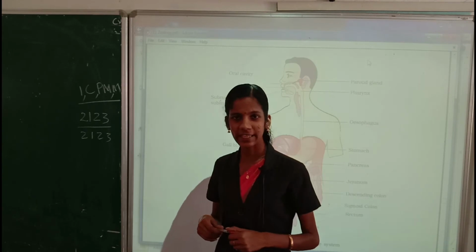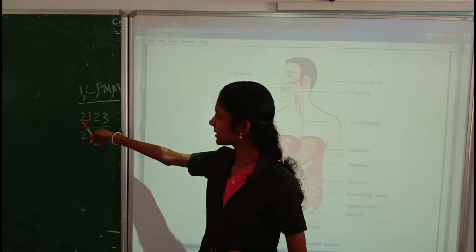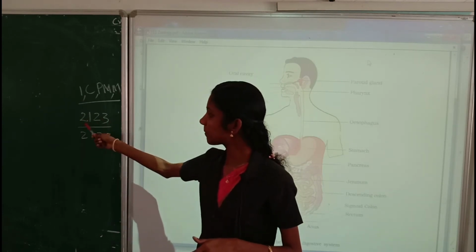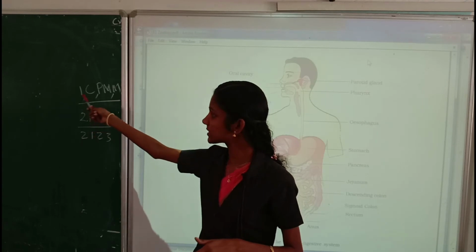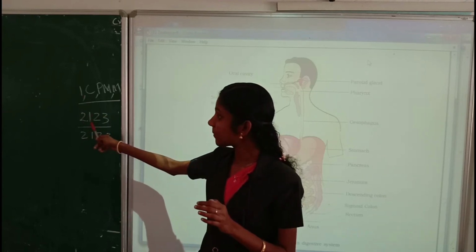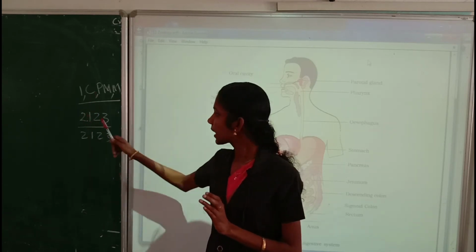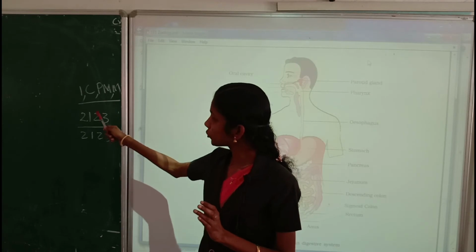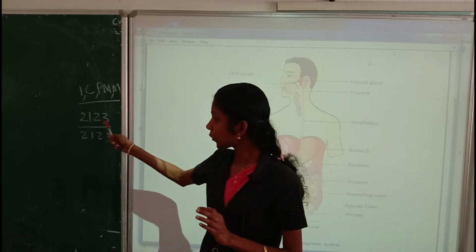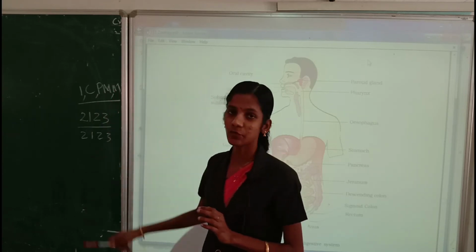Here I have written the dental formulae of human. Here you can see, isn't it? Dental formula is usually expressed in the form of numbers. In this dental formula, the first number 2 represents the number of incisors present in each half of the upper jaw. Okay, and the second number represents the number of canines present in each half of the upper jaw, and the third number 2 represents the number of premolars in each half of the upper jaw, and the fourth number 3 represents the number of molars present in each half of the upper jaw.